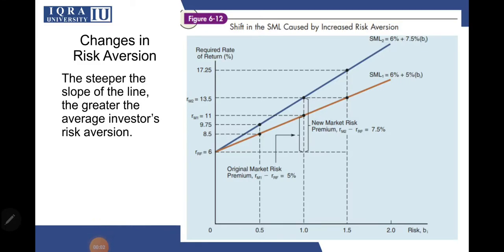Okay, so now in this video we will discuss changes in risk aversion. How does that impact your SML? Like already discussed, the slope of your SML equation, this is your slope over here and this is your slope over here. The slope of your SML reflects the extent to which investors are averse to risk, and the steeper the slope of the line, the more the average investor requires as compensation for bearing risk.